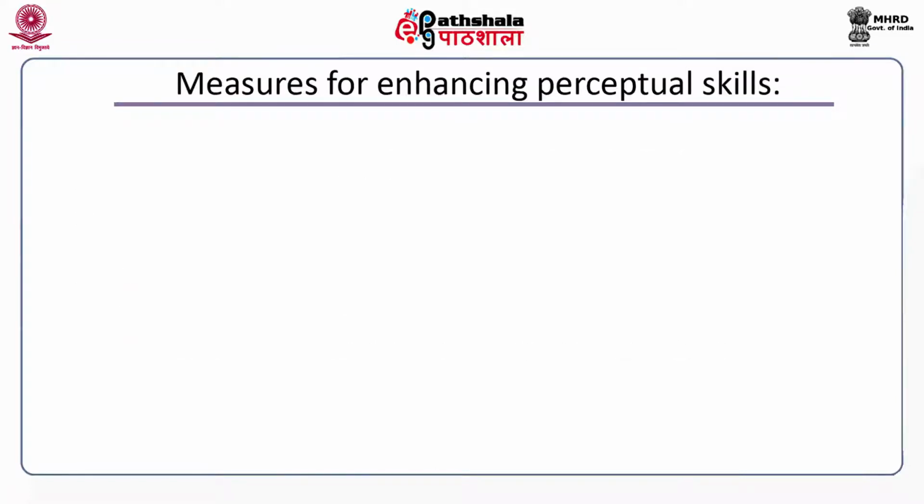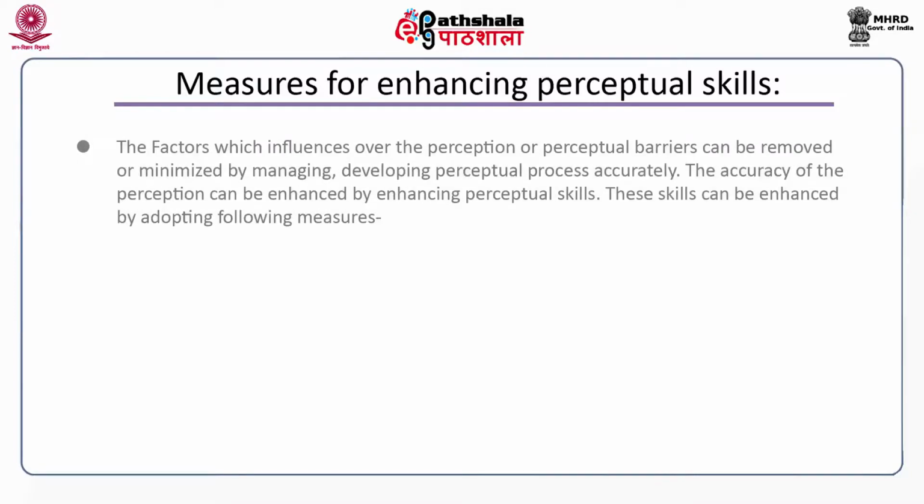The next topic comes, what are the measures for enhancing the perceptual skills? The factors which influence the perception, or perceptual barriers, can be removed or minimized by developing the perceptual process accurately. The accuracy of the perception can be enhanced by enhancing perceptual skills. These skills can be enhanced by adopting the following measures.